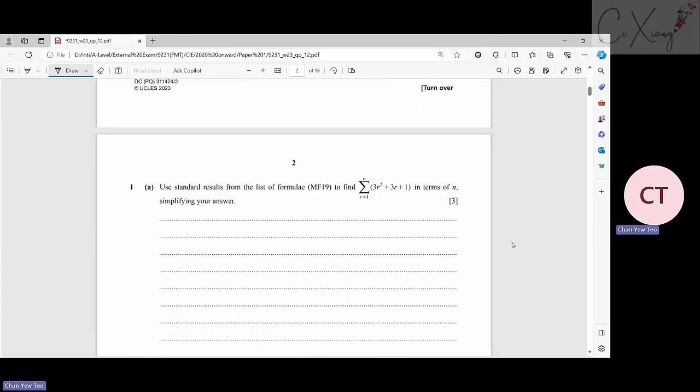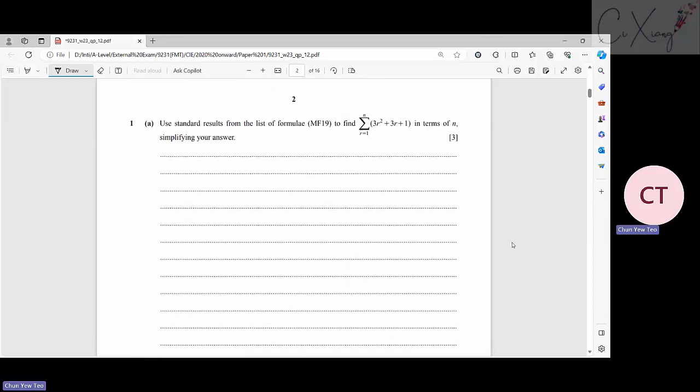Okay, let's take a look at question number 1A. Use standard results from the list of formulae MF19 to find the sum of the series here in terms of n, simplifying your answer. For this question, consider it quite straightforward. We just need to use the formula booklet, MF19, and split them to become this one by one. Just like that.